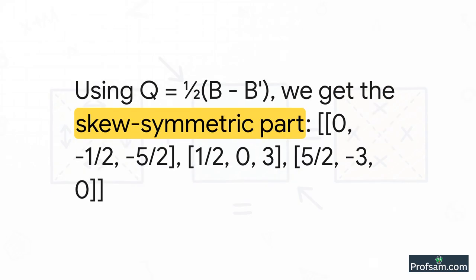Perfect. Great. Now for step 3, finding Q, the skew symmetric part. The formula is almost the same, but with a minus sign. Q is half of B minus B prime. So we follow the same process. We subtract B prime from B, then we take that new matrix and divide every element by 2. And there you have it, our matrix Q. And look, what's our big clue? The diagonal elements are all 0, and the other elements are opposites. It's a perfect skew symmetric matrix.